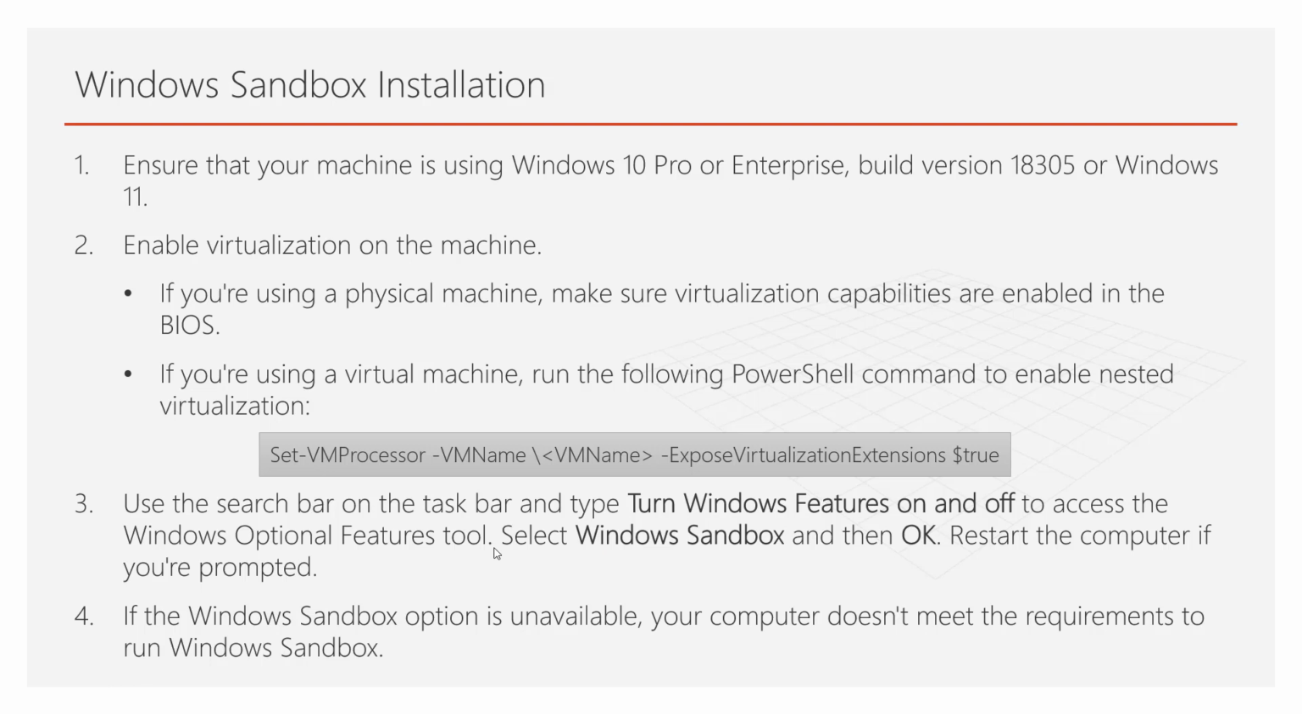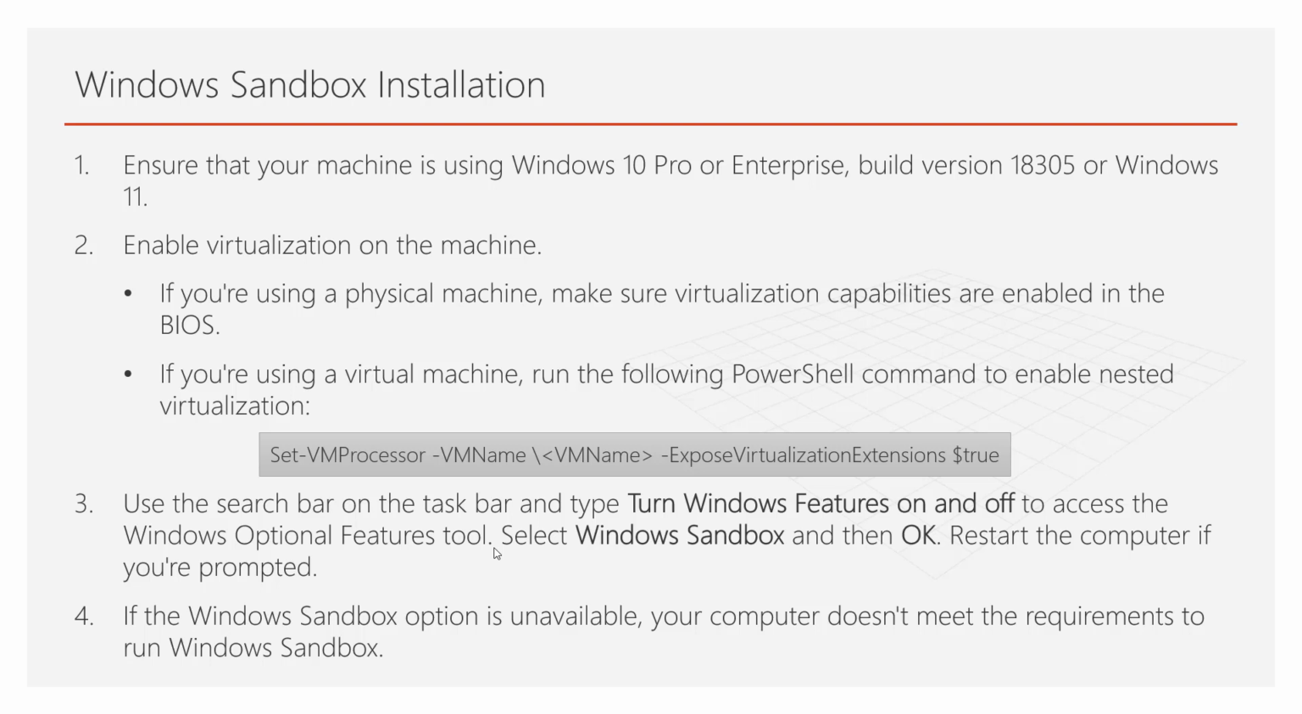Windows Sandbox installation. Ensure that your machine is using Windows 10 Pro or Enterprise build version 18305 or Windows 11. Enable virtualization on the machine. If you are using a physical machine, make sure virtualization capabilities are enabled in the BIOS. If you are using a virtual machine, run the following PowerShell command to enable nested virtualization.